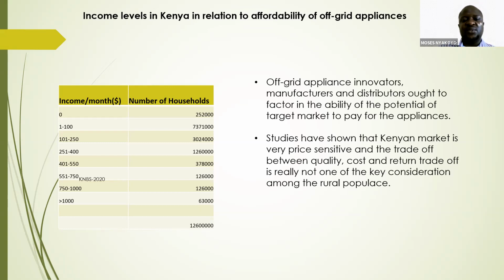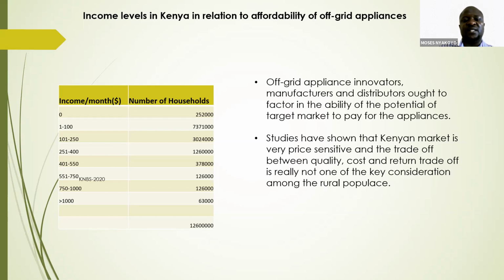And then for the households making a bit of income that can sustain them, the numbers keep going down. The higher the income level, the fewer the households. So this means the purchasing power within the Kenyan market is very much restricted.